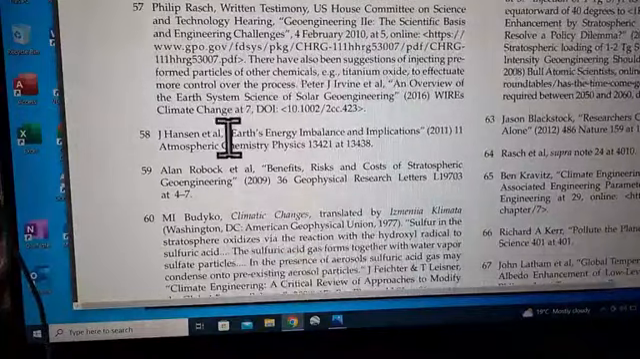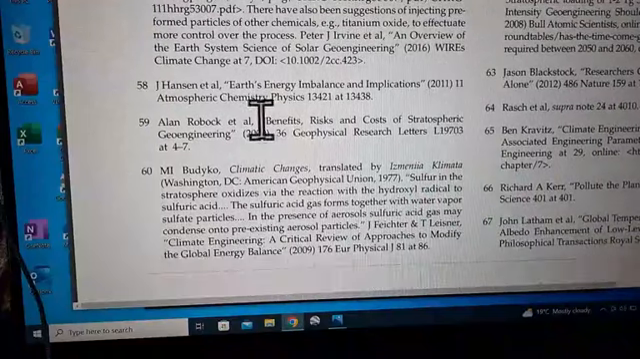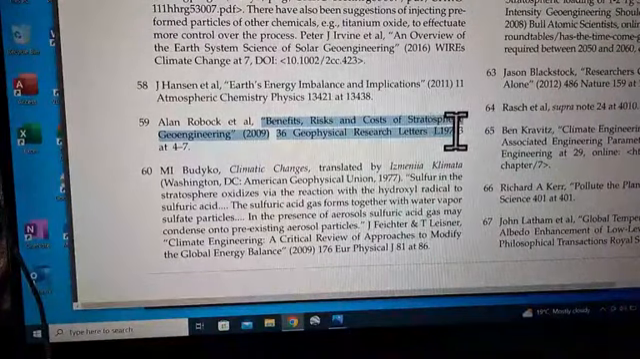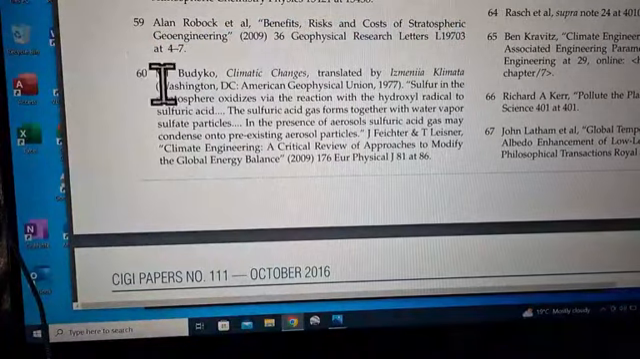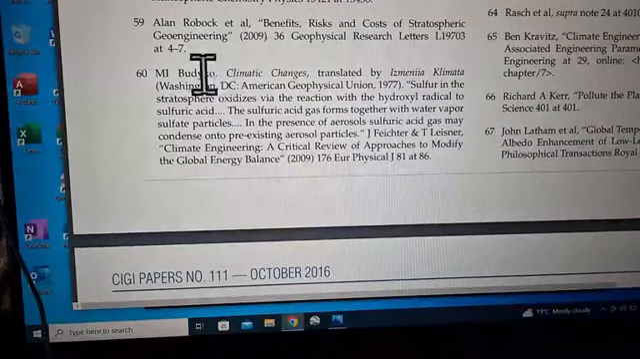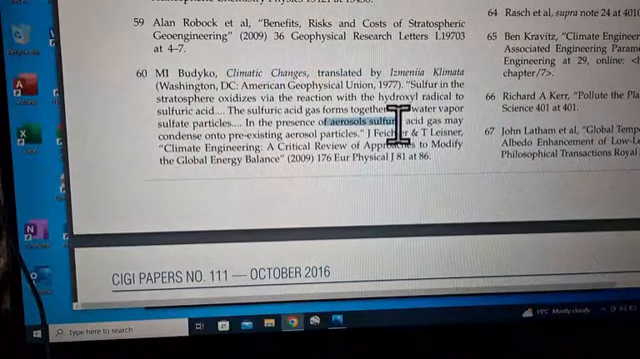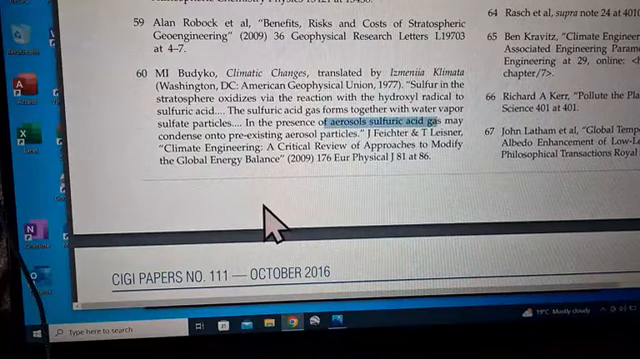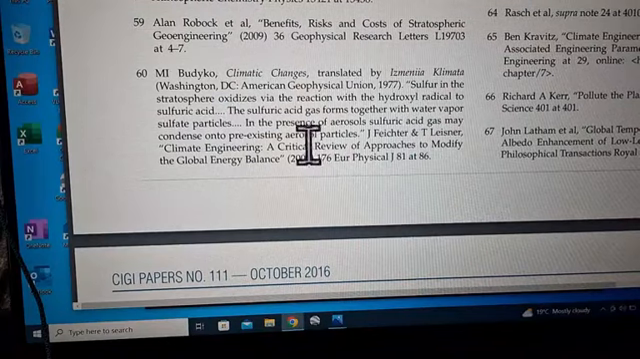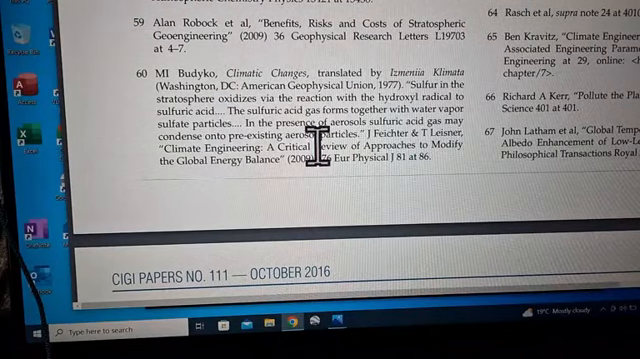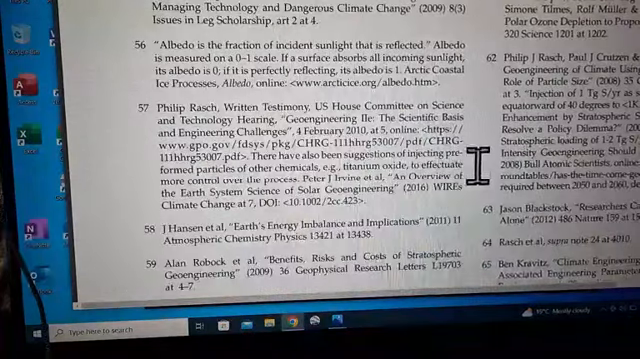We go look at 59, Earth's energy balance and physics from 2011 being quoted. Benefits and risks of that has been quoted down on another line. This one's very interesting. And Mr. Bodyco over there, climate changes. When you talk about putting in aerosols of sulfuric gas, something in the presence of that and water vapor will make sulfuric acid, he says. Right here. And you got another one over on this side.